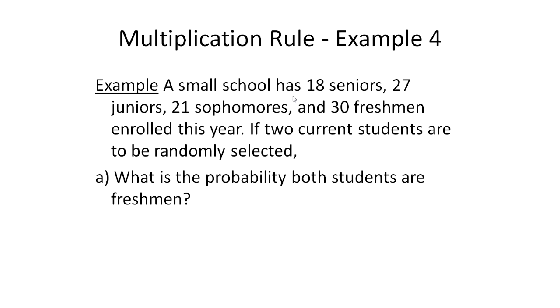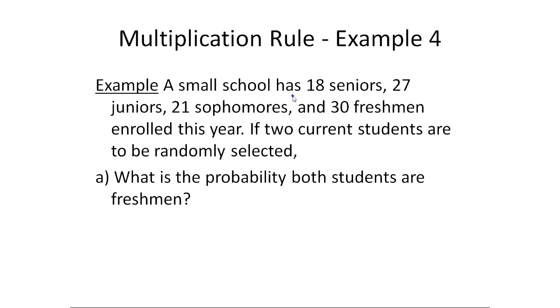So we're told a small school has 18 seniors, 27 juniors, 21 sophomores, and 30 freshmen. And we're going to randomly select two current students. Now it's implied we're going to select them without replacement. In other words, nothing here implies we're going to pick a student, put them back, and then go picking a student again. So usually you're looking for that phrase without replacement, but sometimes it's implied, like in this example here. And the first question is, what's the probability both students are freshmen?